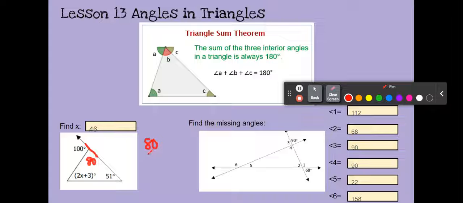So 80 plus 51 plus 2x plus 3 must add together to be 180. 80 plus 100 plus 51 is, I think, 131 plus 3 plus 2x must equal 180. And we continue solving that. We end up with x equaling 46.